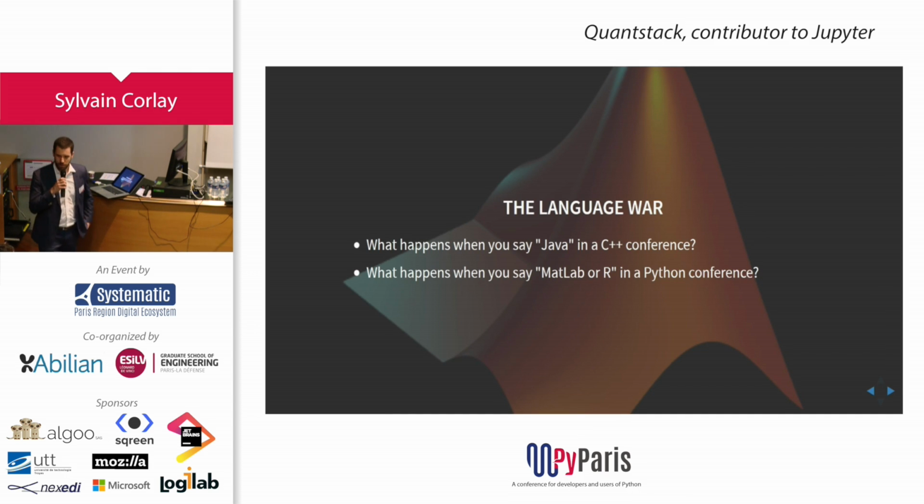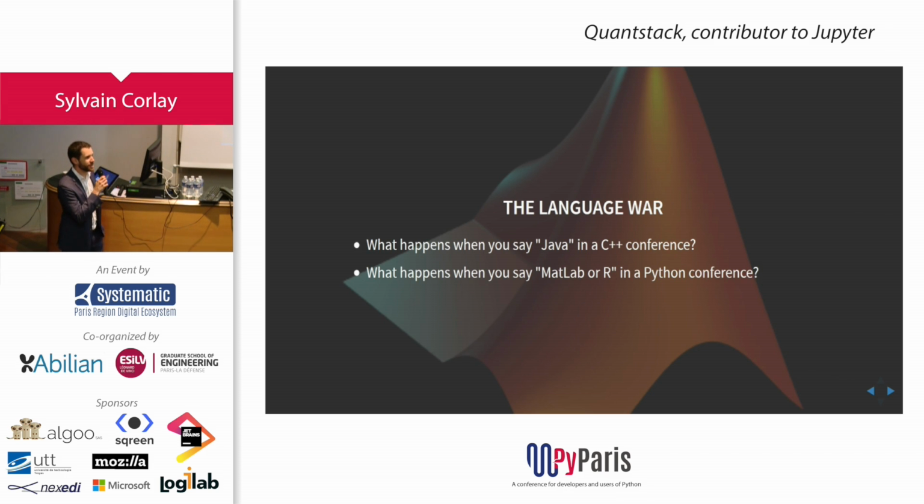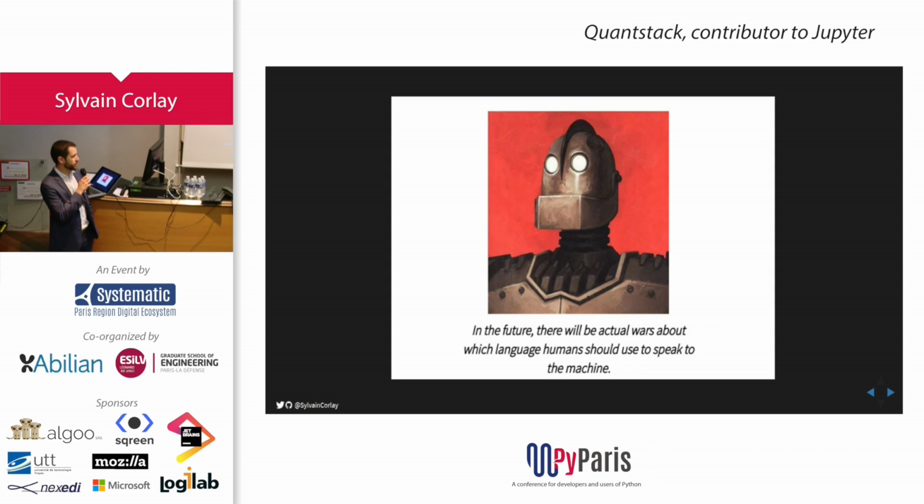So let's get to another subject about the language war. What happens when you say Java in a C++ conference? And what happens when you say MATLAB or R in a Python conference? Doesn't play well, right? You get booed most of the time. Actually, there was this image that we shared in a blog post recently, which is that in the future, there will be actual wars about which language humans should use to speak to the machines. This may sound ridiculous, but after all, we make war for more ridiculous things already. So it's a concern, right?